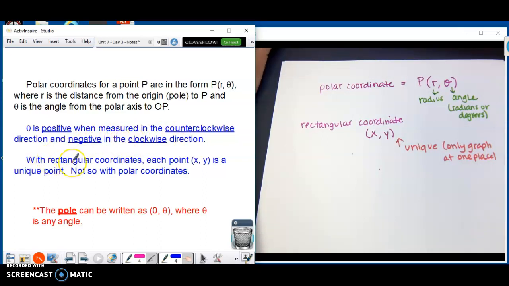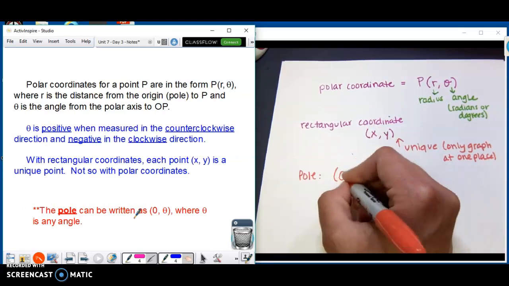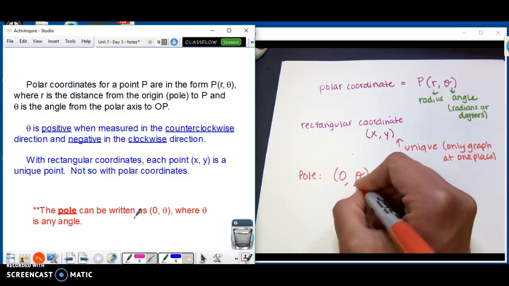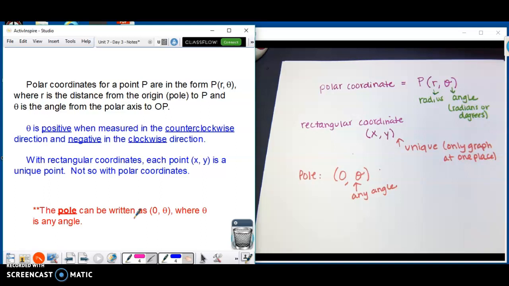With a rectangular coordinate, (x, y) is a unique point. Polar coordinates are not going to be unique. You can graph a certain point at different places on the graph, or you can write them in different ways. The pole can be written lots of different ways. The pole just has to be r equals 0, and then theta could be any angle. The reason is, if the radius is 0, you're not going to move at all, so you would be at the pole no matter what the angle is.